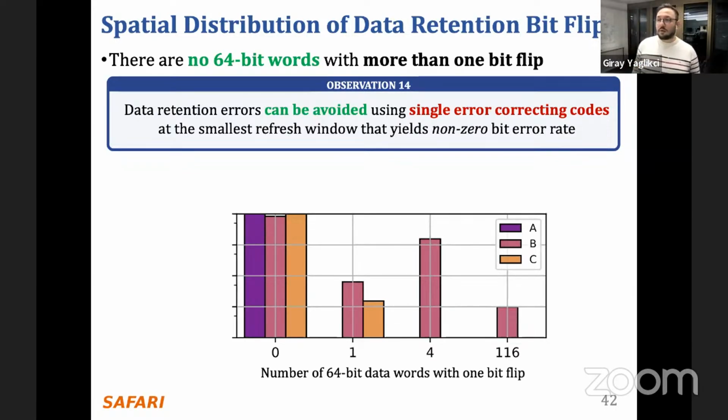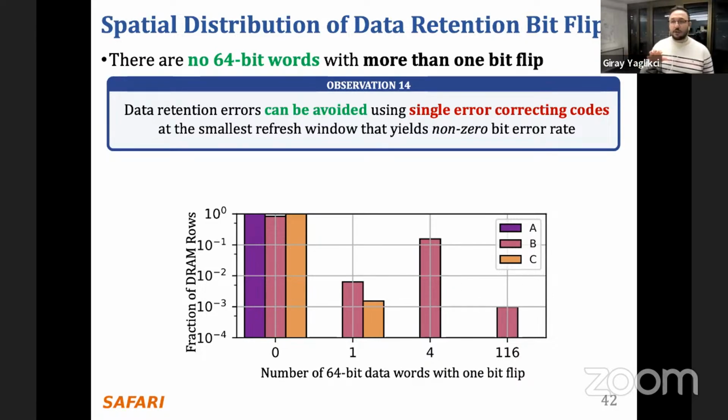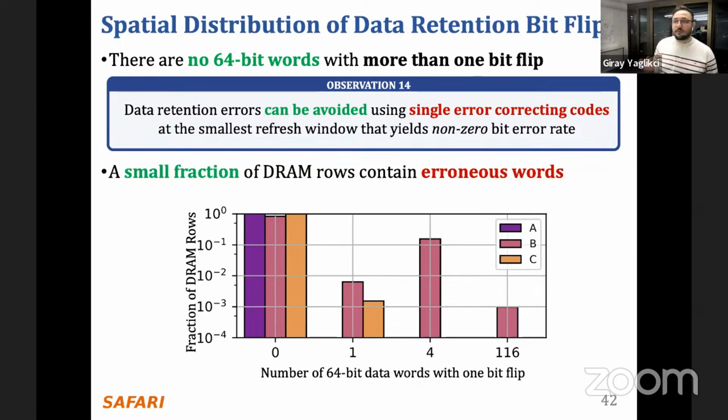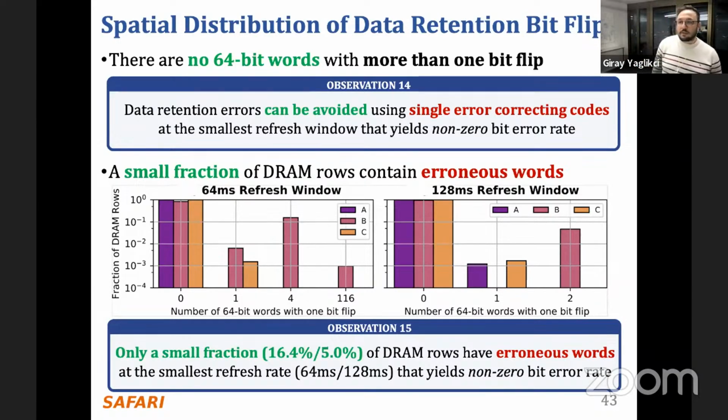Here's another plot where we have on the x-axis the number of 64-bit data words with a 1-bit flip, and on the y-axis we have the fraction of DRAM rows. So we are looking at how these bit flips, or erroneous data words, are distributed across different DRAM rows. And we observe that a small fraction of DRAM rows contain erroneous data words. When we repeat this analysis for 64 millisecond and 128 millisecond refresh windows, we observe that it's still true. Only a small fraction of DRAM rows have erroneous words at the smallest refresh rate. So in many rows, even at a 128 millisecond refresh window, you don't observe any bit flips.